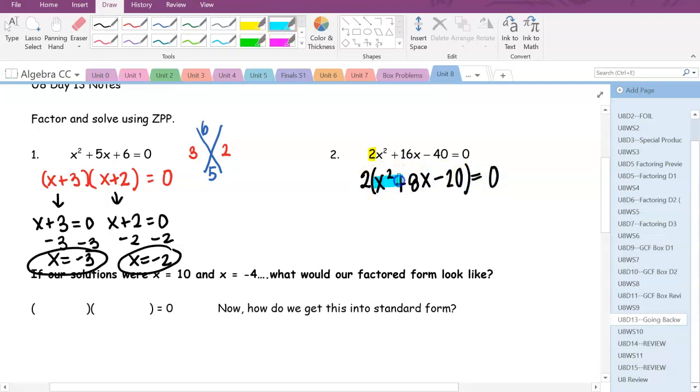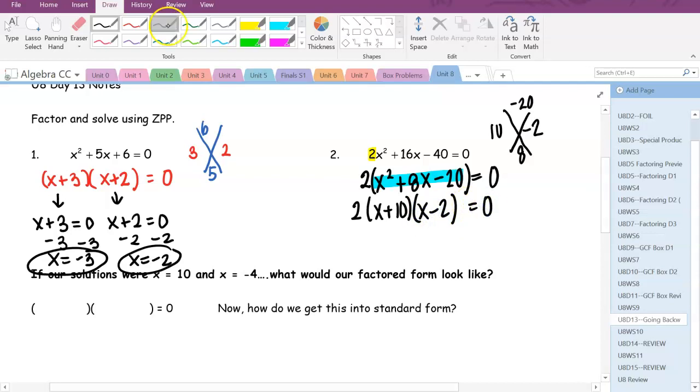And now we're going ahead and we are going to factor with these numbers. Multiplies to negative 20, adds to 10. And that will be a 10 and a 2, with our 2 being the negative. Make sure you still have that 2, and your equals 0. And then again, we are going to go ahead and solve.